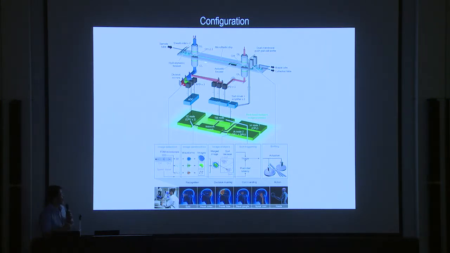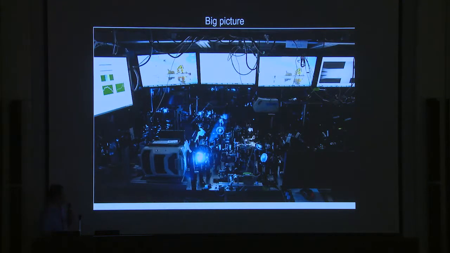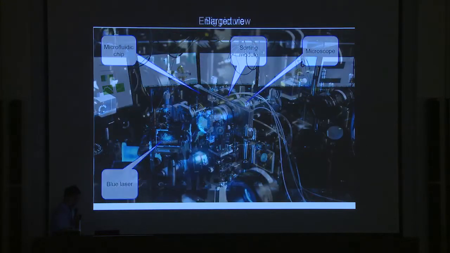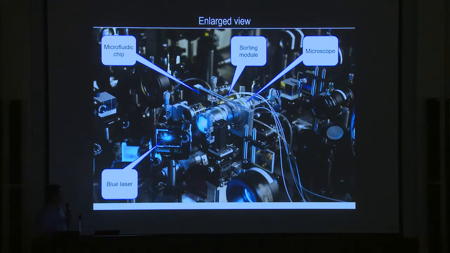So cells propagate at basically about 1 meter per second, and this distance is about 32 millimeters, or 3.2 centimeters. So we have about 32 milliseconds to process everything and make decisions. And this is a picture of the instrument. It's basically an optical system combined with microfluidics and lots of computational stuff. These are the monitors to monitor each process. This is an enlarged view of the instrument.